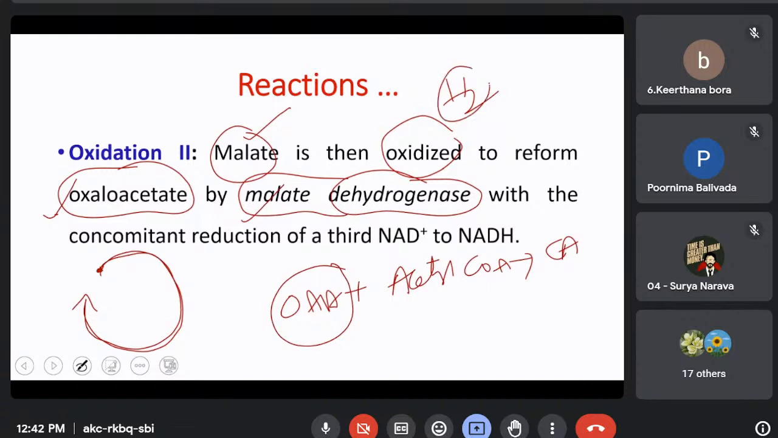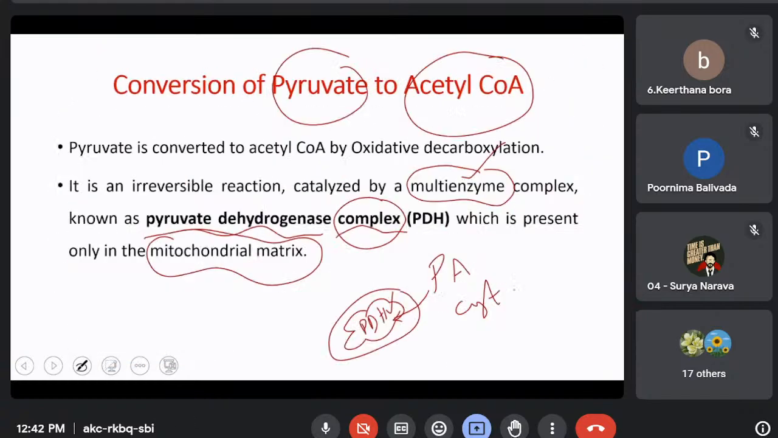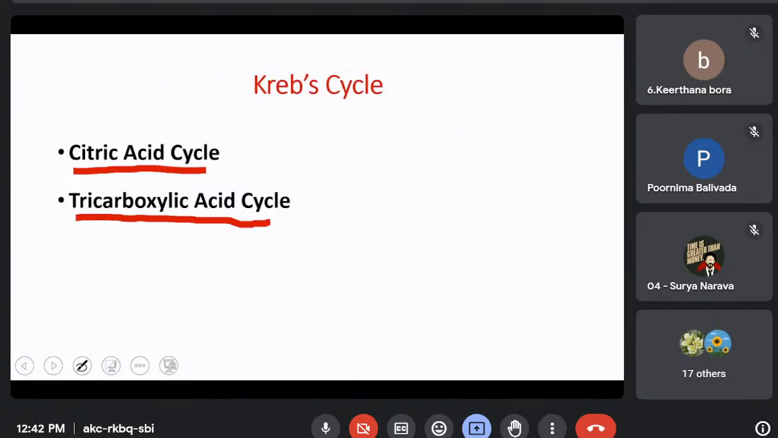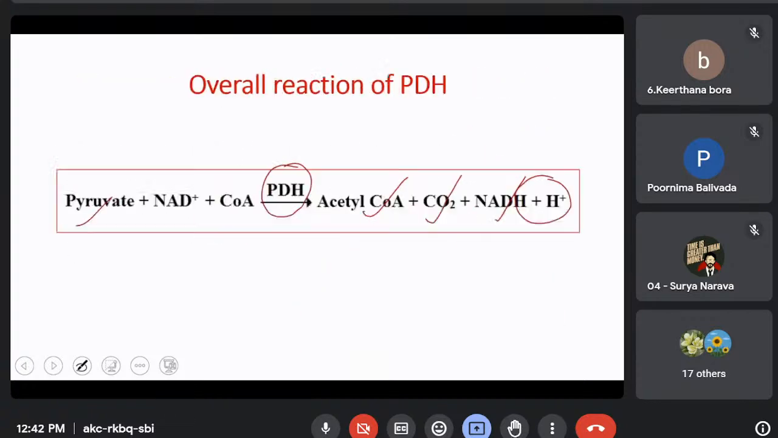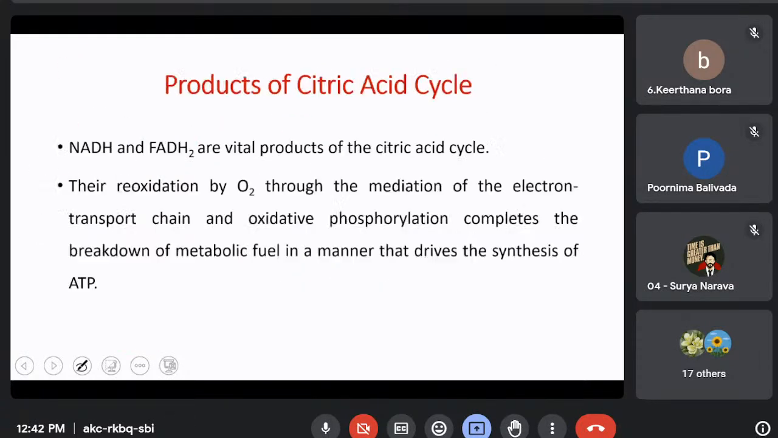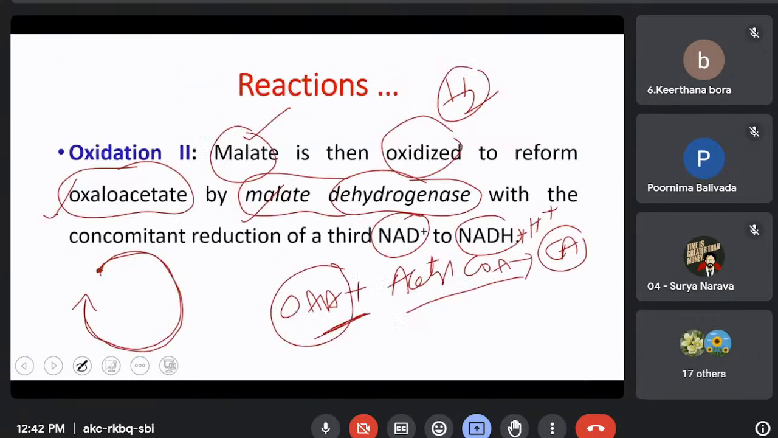During this, the hydrogen that is removed is accepted by NAD and NADH plus H plus is said to be produced. And this oxaloacetic acid now combines with the second acetyl coenzyme A, so that citric acid is said to be formed. And we have defined in the first thing that citric acid is the first product and the final reactant. That is the reason why we name this the citric acid cycle. So in this entire reaction, what happens?